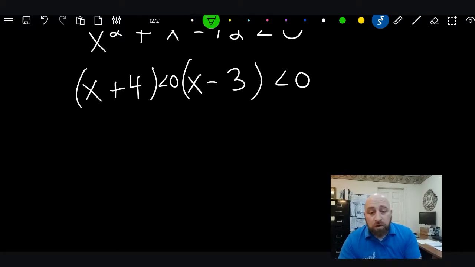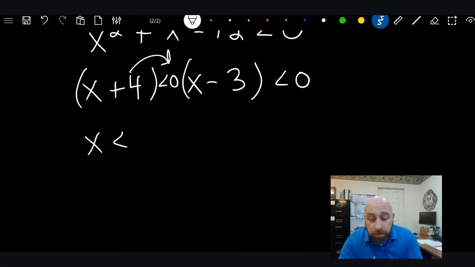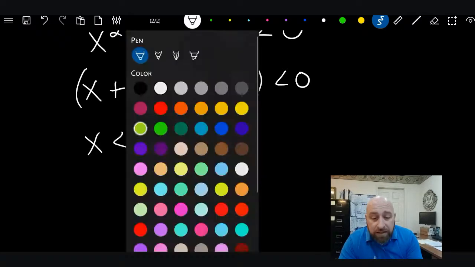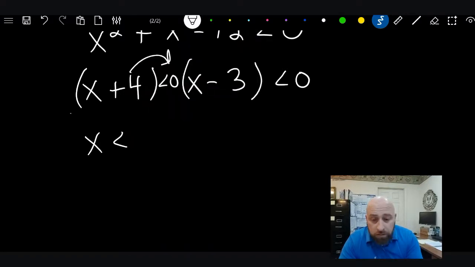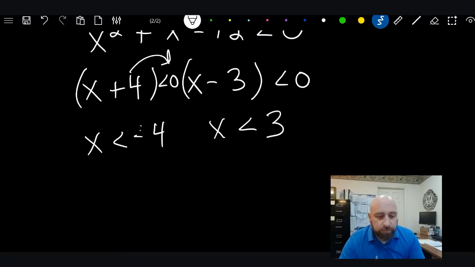So go ahead and move this over, and this is going to be x is less than negative 4, sorry. All right, and this one is going to be x is less than positive 3 when we move it over there.